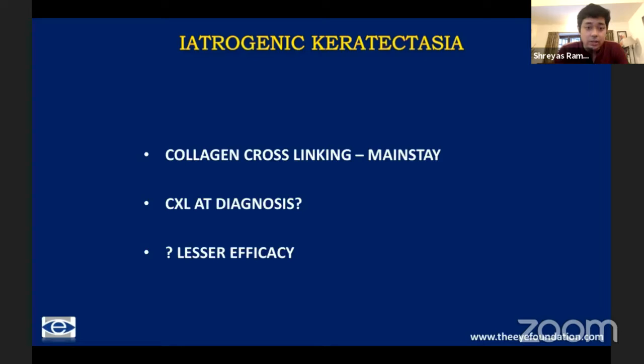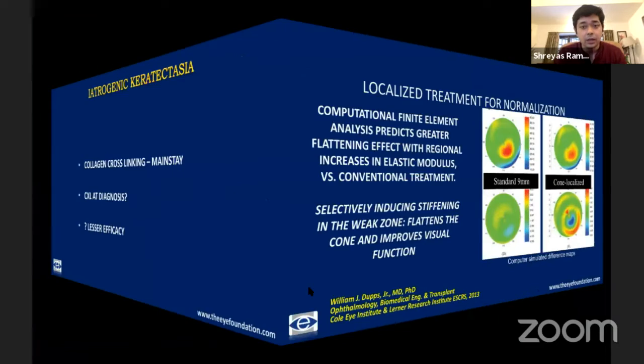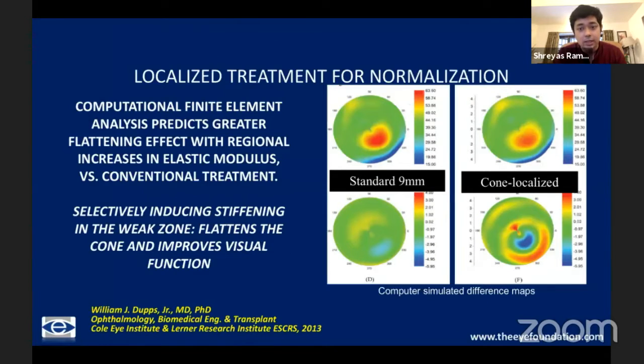There is also a question of possibly slightly decreased efficacy of the cross-linking procedure in iatrogenic ectasia. As we all know, cross-linking tends to cross-link the anterior 250 microns of the cornea, where the first 120, 130 microns goes away in the flap itself. Localized treatments for normalization is now becoming a key thing.